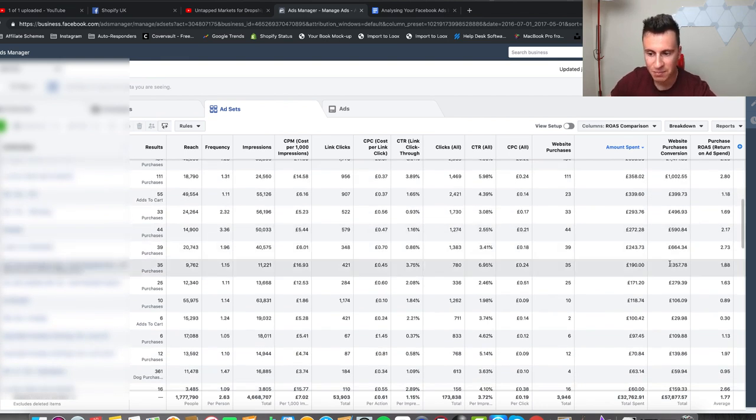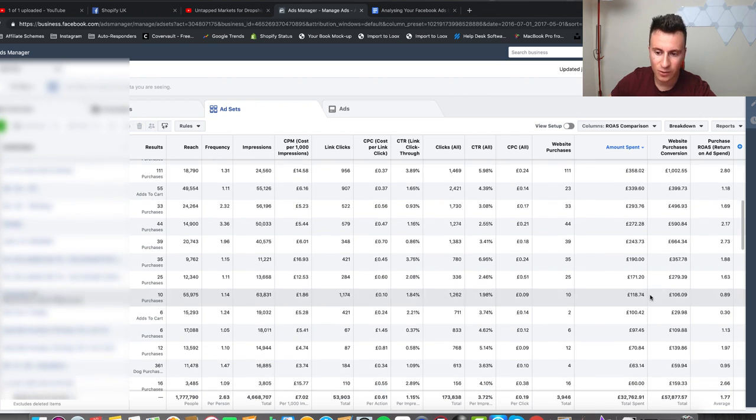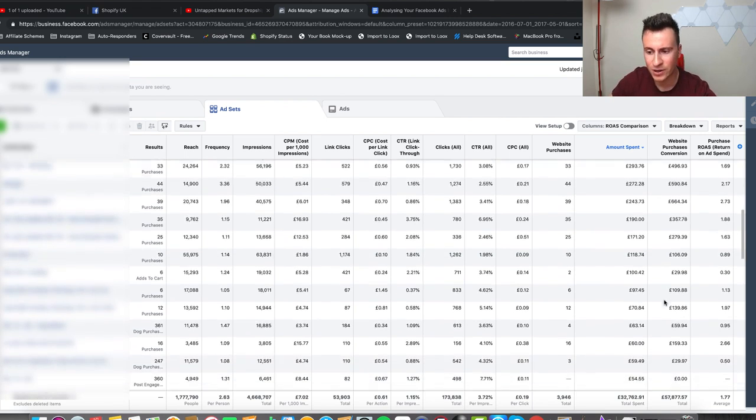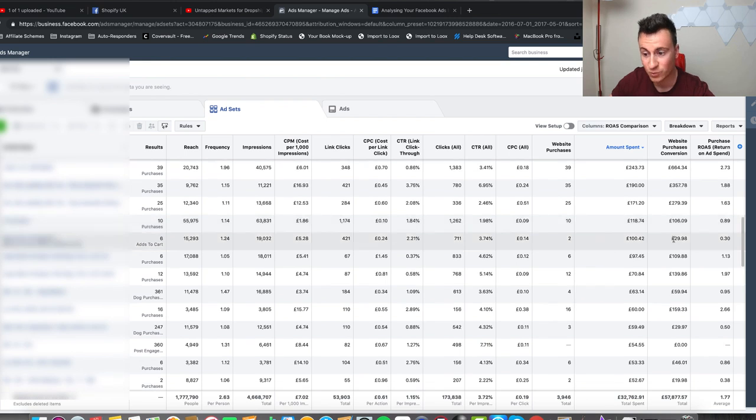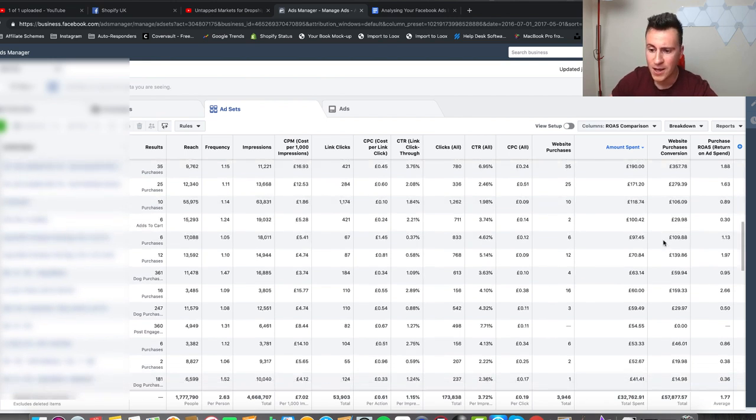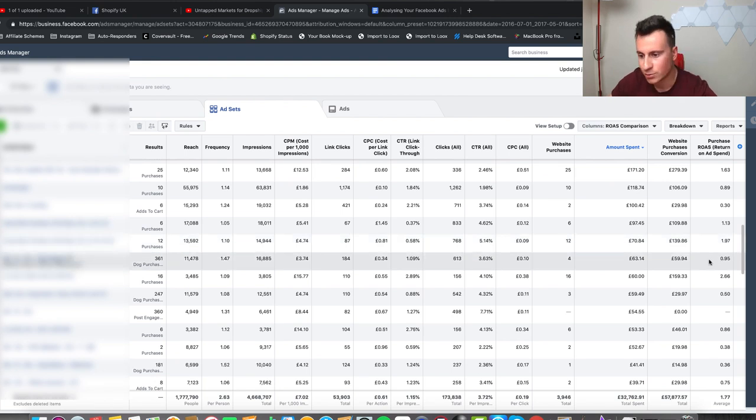And then as we get a bit further down, we can see that down here where we've spent £120, this is actually the first time in which it drops below a 1.0 ROAS. And if we just carry on down to see if that stays consistent, again we've got a really low ROAS there. And then we've got £100 spend, 1.13, and then it jumps back up, then it jumps back down, then it jumps back up, then it jumps back down.